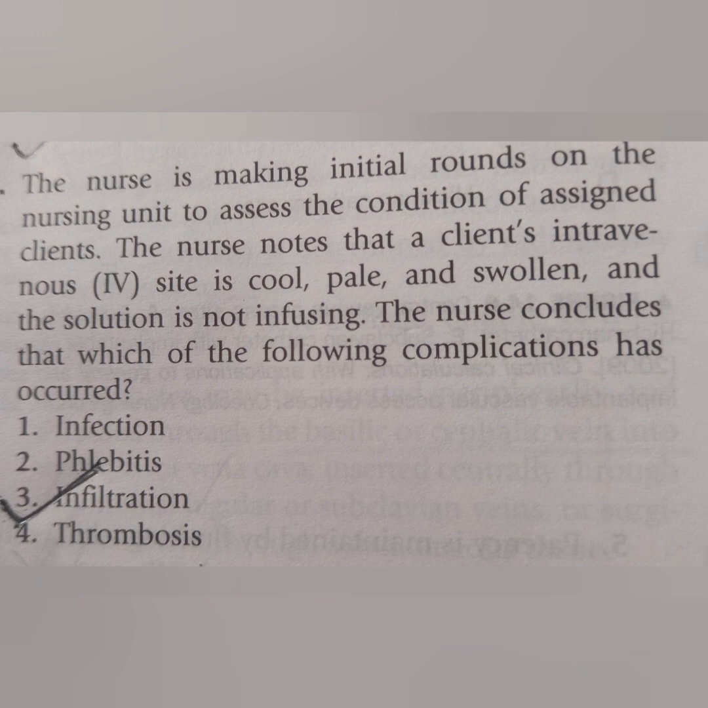When the pressure in the tissue exceeds the pressure in the tubing, the fluid will not go to the area and it will automatically stop. As a nurse, what we can do is change the site and prick it in another area. So the correct answer is infiltration.